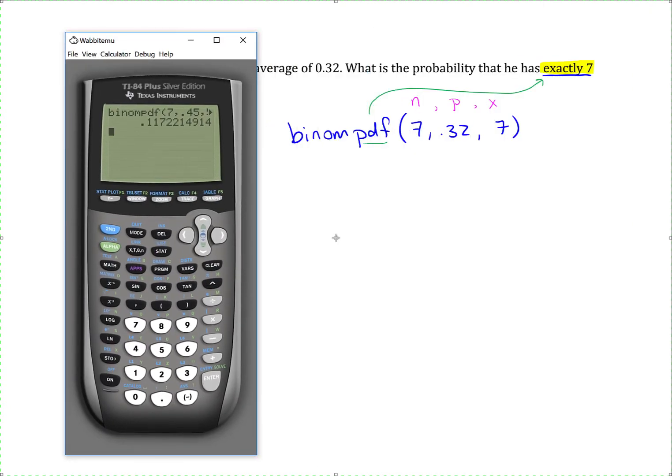So using the calculator to get our probability, hit second and vars to get into the distributions menu. And you do have to scroll down a bit, but eventually you'll get to the binomial probabilities. There are 2, one's Binompdf and one's Binomcdf, so make sure you have the right one for your situation. 7, .32, and 7 are the inputs in this case. So press enter and we get something that is a small probability.